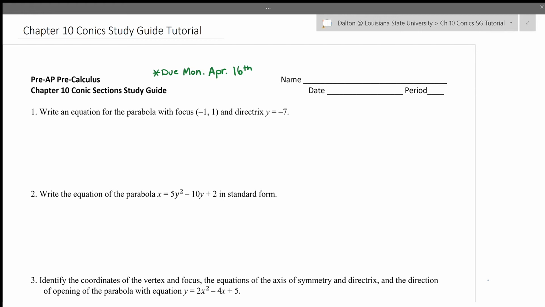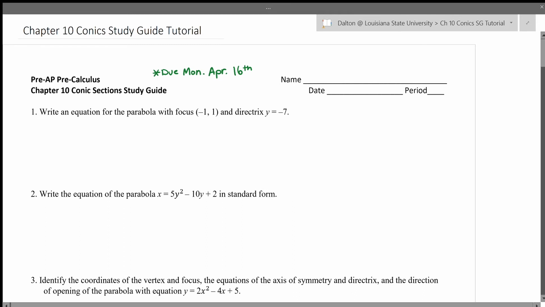in order for us to know which equation we're going to use. We have to know the orientation of it. So if I just go out to the side real quick and sketch where this focus and directrix might be, let's say I have an x and a y axis, the focus is at (-1, 1). So this is a focus. And then the directrix line is y equals -7, which is going to be way down here.